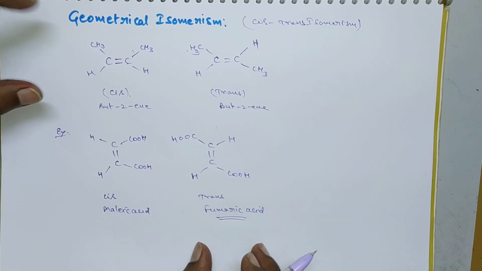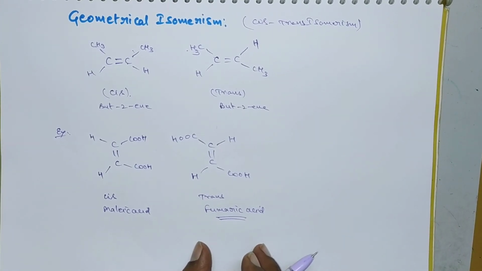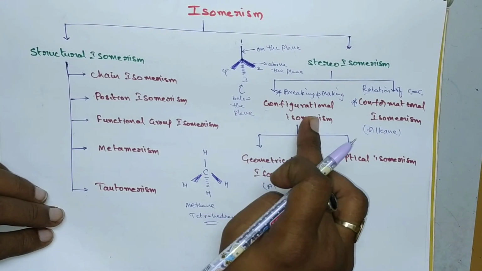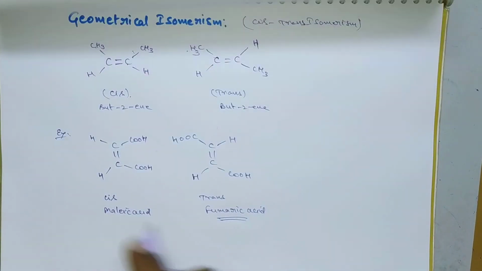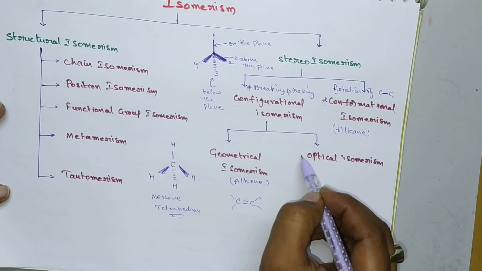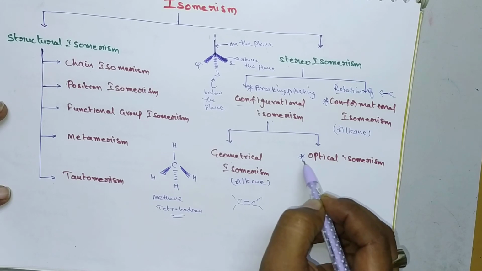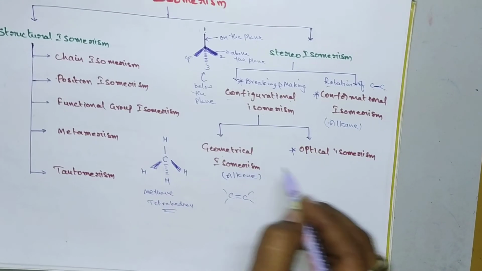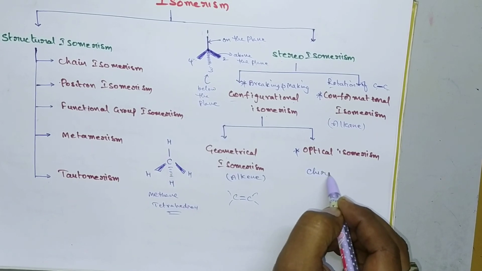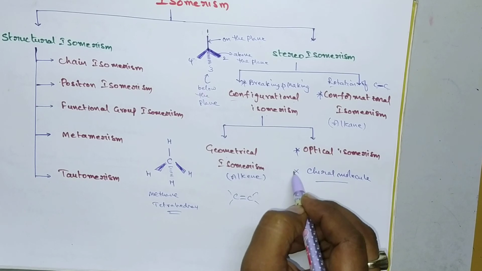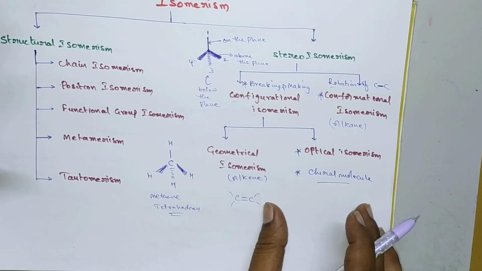Okay, clear? So this is about geometrical isomerism. This geometrical isomerism is one type of configurational isomerism which arises due to again breaking and making of bonds only. Now the next one, optical isomerism. This optical isomerism is also one type of configurational isomerism. It arises in the case of chiral molecules. What is a chiral molecule, and how will it exhibit optical isomerism? We will discuss later, in the next video.